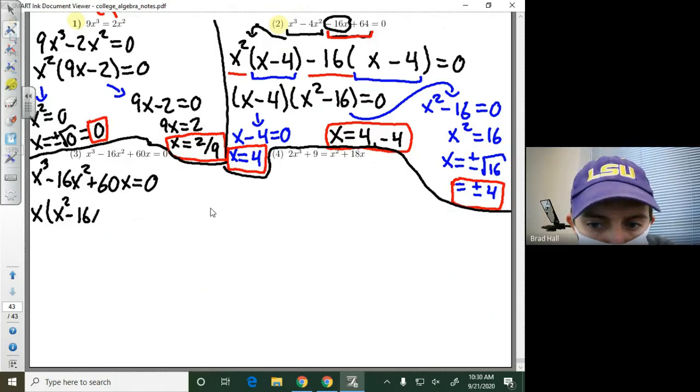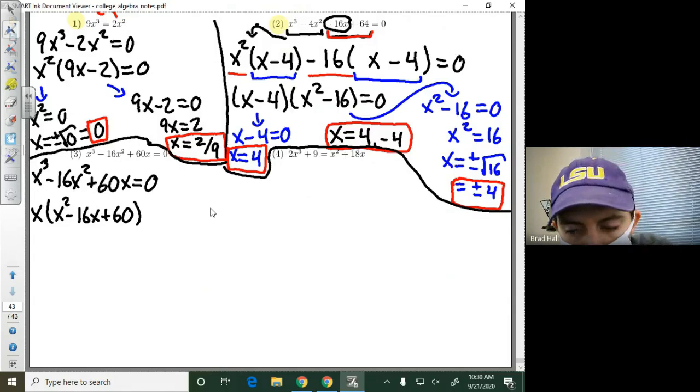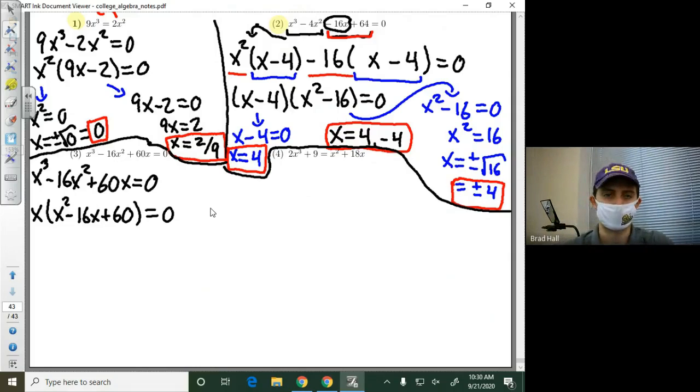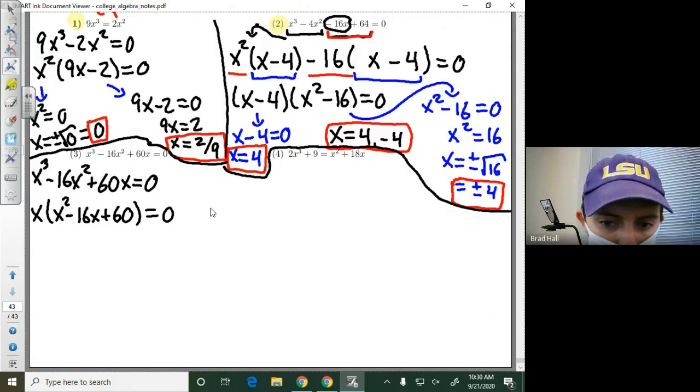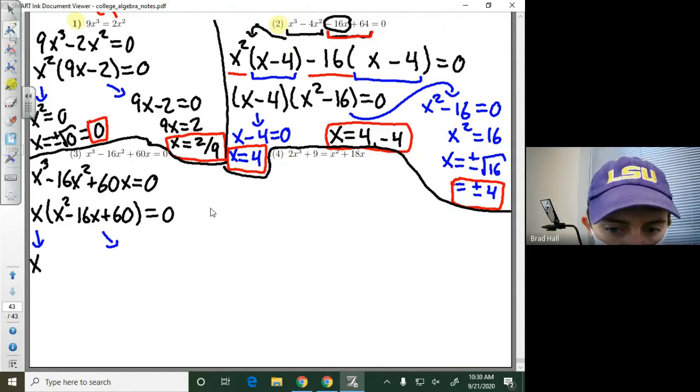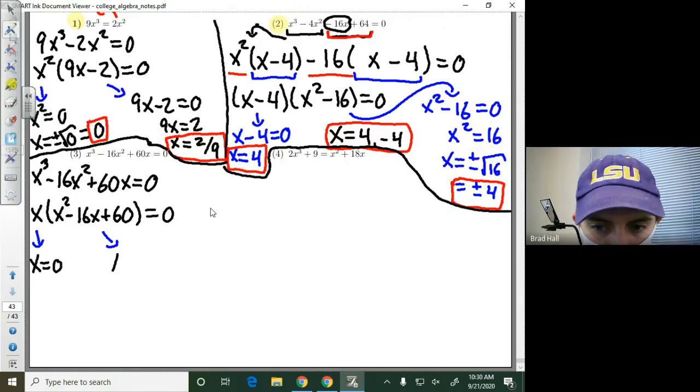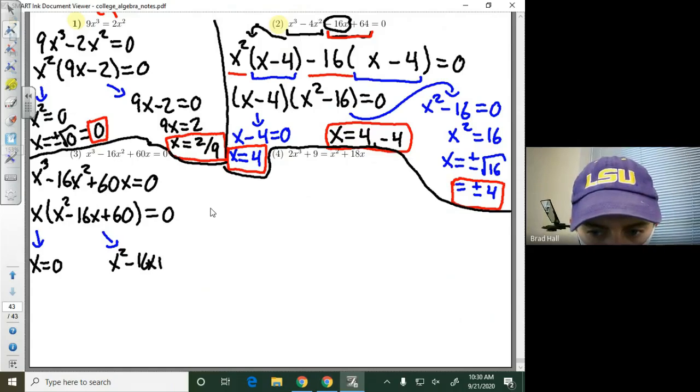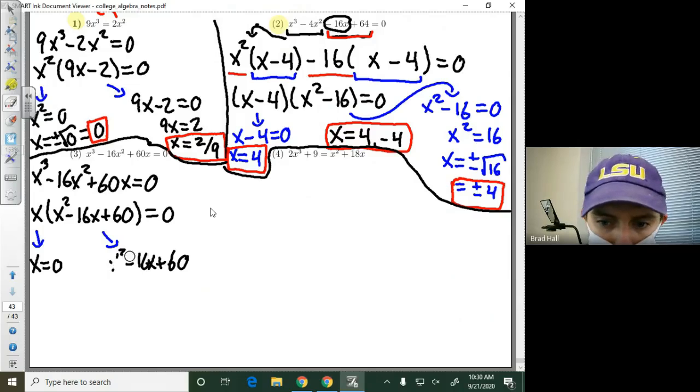So what I'm doing, I'm factoring out an x, which means I'm taking an x away from every term. That's why x to the third becomes x squared. Negative 16x squared becomes negative 16x. Plus 60x becomes plus 60. And we have a factored form equal to 0. So ideally, that means we can split this up. So now x is equal to 0, and x squared minus 16x plus 60 is equal to 0.